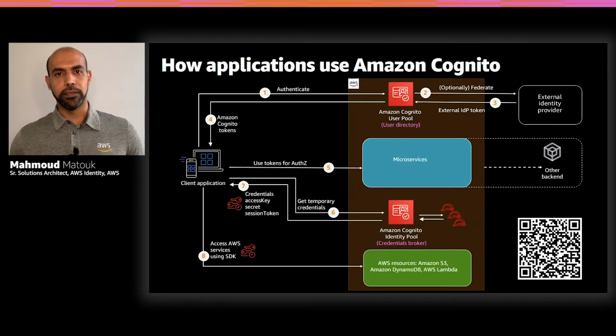So this is like the 10,000-foot view of how applications use Amazon Cognito. And again, I encourage you to scan this QR code, read more about this, and also look at the session that I recommended at the beginning of this session.